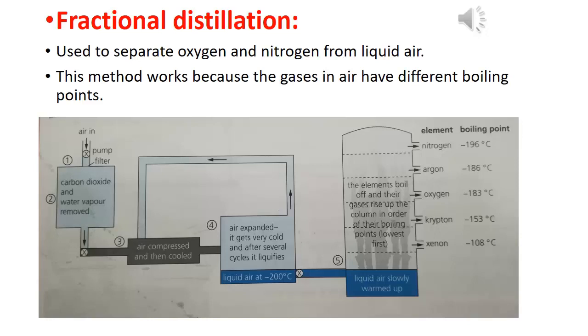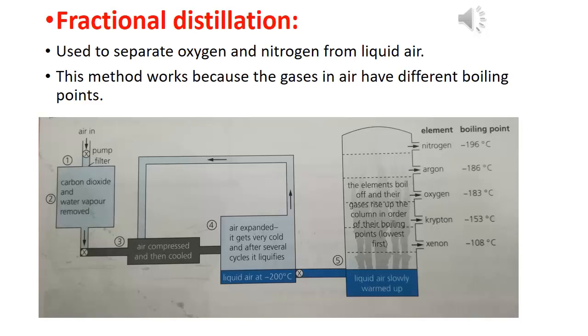It undergoes 5 steps. Please look into the diagram. The numbers are given. Let's see what all the steps are now. In step 1, the air is pumped into the plant and filtered to remove dust particles. So in the first step, what's happening? The air, which is a mixture of gases, is pumped into the stage. Why is it pumped in? First, impurities, that is dust particles, should be removed.